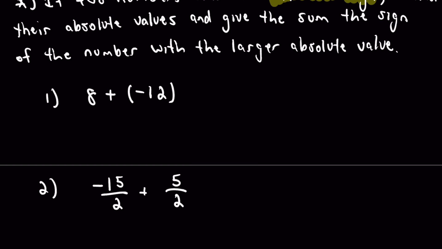Well, what we're going to do is subtract their absolute values and give the sum the sign of the number with a larger absolute value, okay? So what that means is, again, we're going to take the absolute value of both numbers. So +8, and then I'm going to have +12. And what we do is we take the difference of these two numbers. I always take the largest minus the smallest. So this gives 12 minus 8, which is going to be +4.